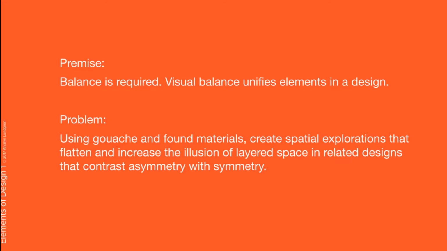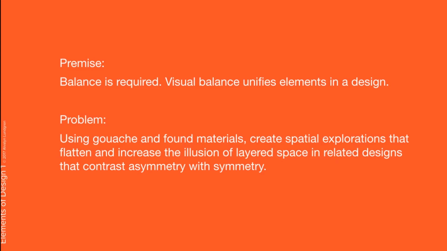Human beings require balance. We do not like to be unbalanced. In addition to physical balance, there is visual balance, and we require stability in our visual field as well. Visual balance is one way to help unify a design. So the problem specifically: you're going to use gouache and found materials to create spatial explorations that flatten and increase the illusion of layered space in related designs that contrast asymmetry with symmetry.